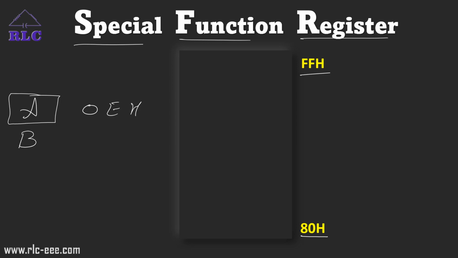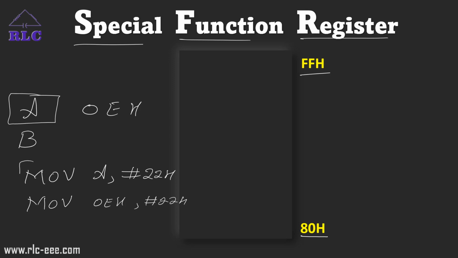Whenever I want to access the data from here, I can say MOV A, #22H, that is, I am moving the 22H data to the accumulator or A register, or I can say MOV 0EH, #22H. Both are the same. That means I can access the memory location by its address or else by its name, that is, with the special function register.